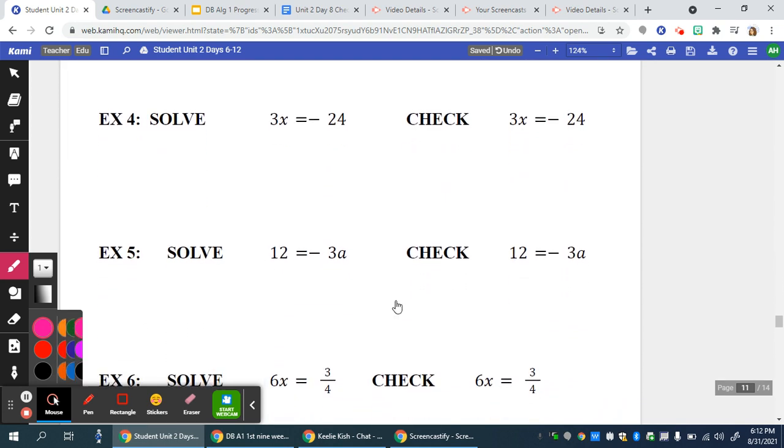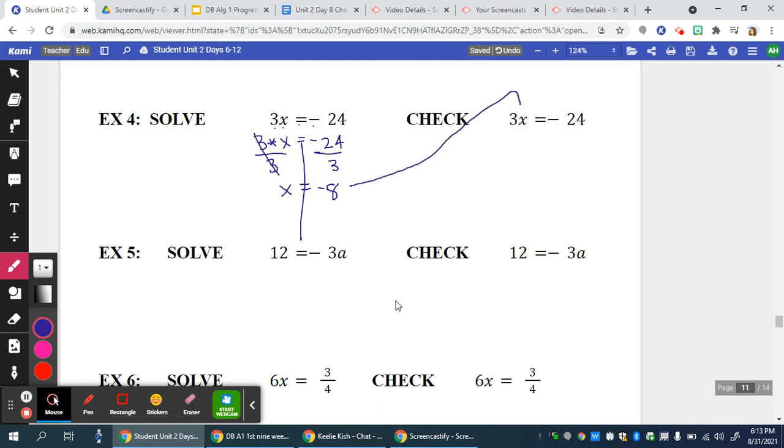Example 4. Let's use blue. We have 3x equals negative 24. Again, this is the same thing as 3 times x is equal to negative 24. So when we're solving, we do the inverse operation, which is division. Divide both sides by 3. Those cancel out. And x is equal to negative 24 divided by 3. Negative divided by a positive is a negative. 24 divided by 3 is 8. So x equals negative 8.